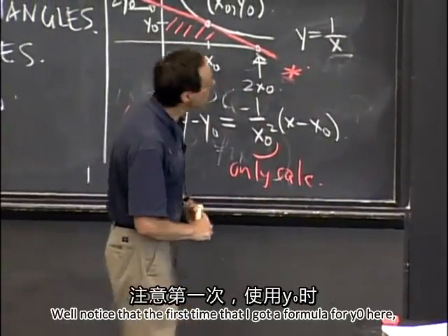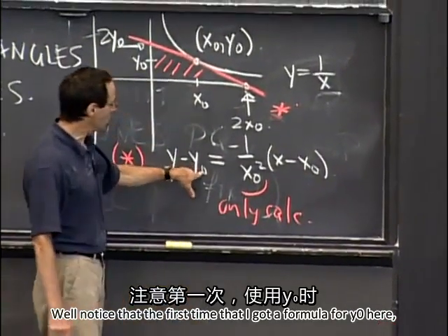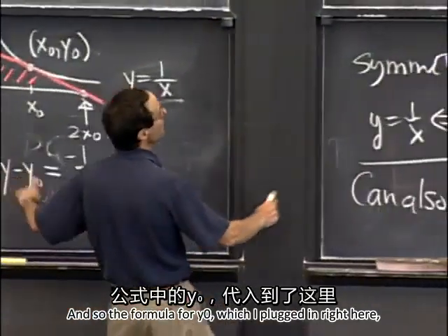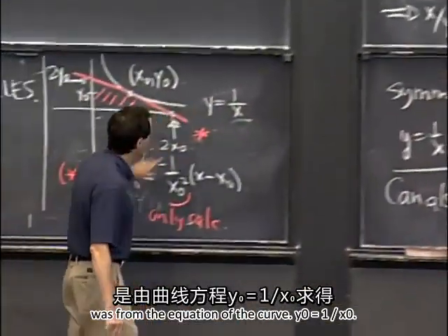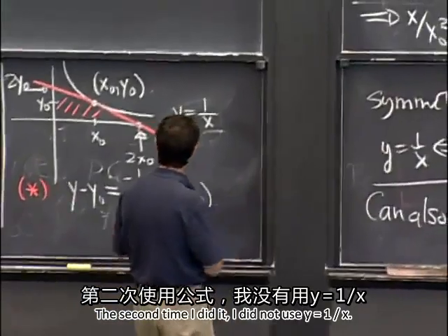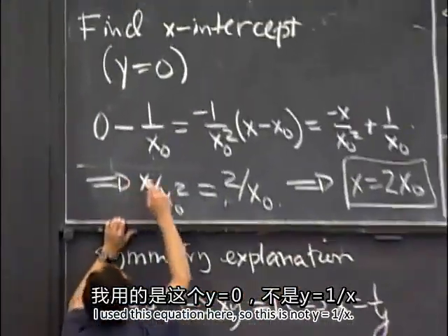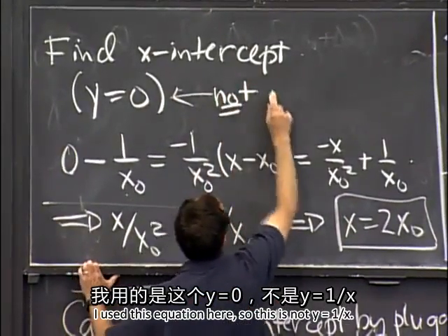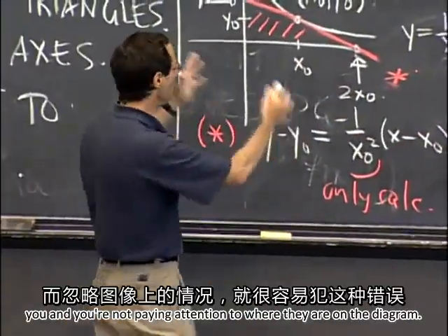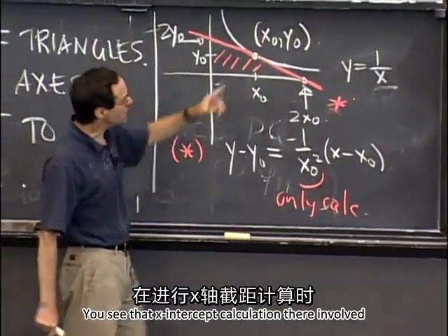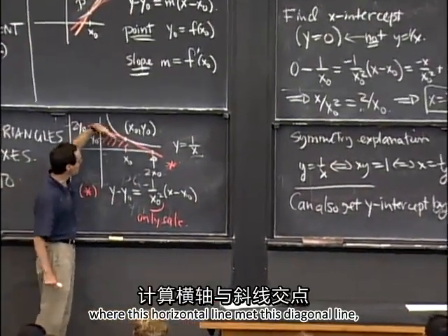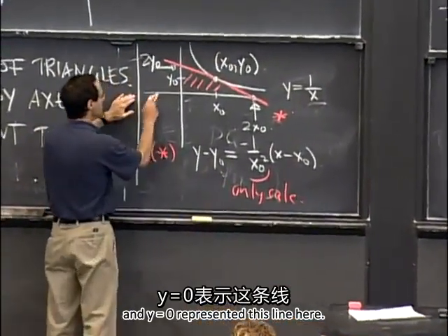So why is that? Well, notice that the first time that I got a formula for y0 here, it was this point. And so the formula for y0, which I plugged in right here, was from the equation of the curve, y0 equals 1 over x0. The second time I did it, I did not use y equals 1 over x. I used this equation here. So this is not y equals 1 over x. That's the wrong thing to do. And it's an easy mistake to make if the formulas are all a blur to you and you're not paying attention to where they are on the diagram. You see, that x-intercept calculation there involved where this horizontal line met this diagonal line, and y equals 0 represented this line here.